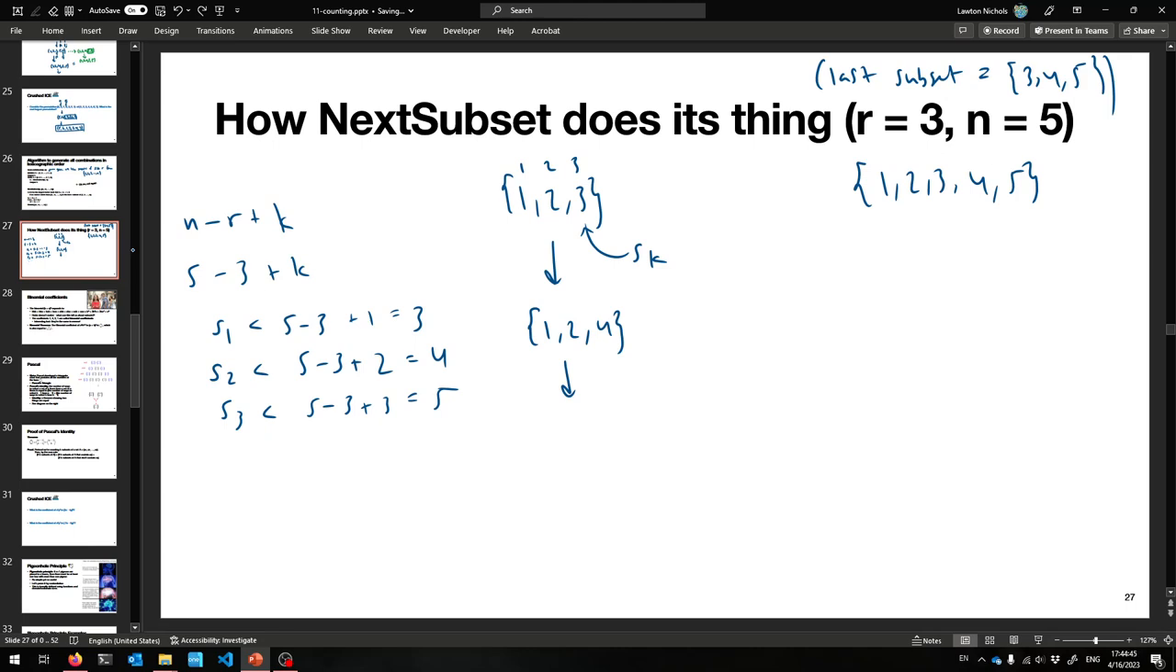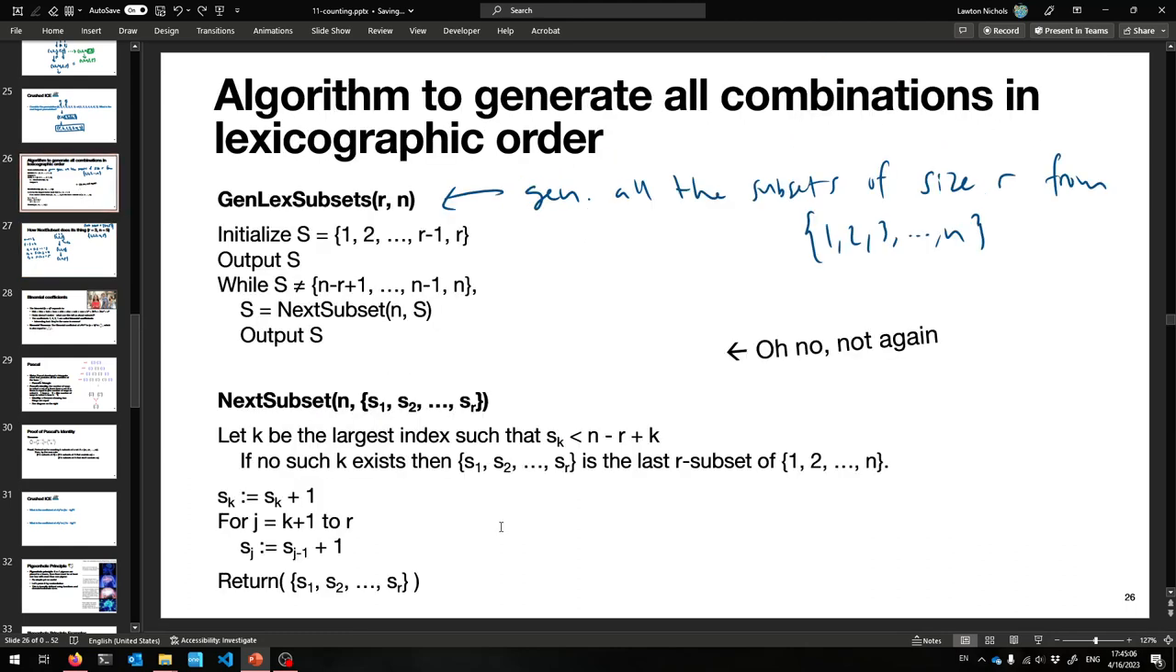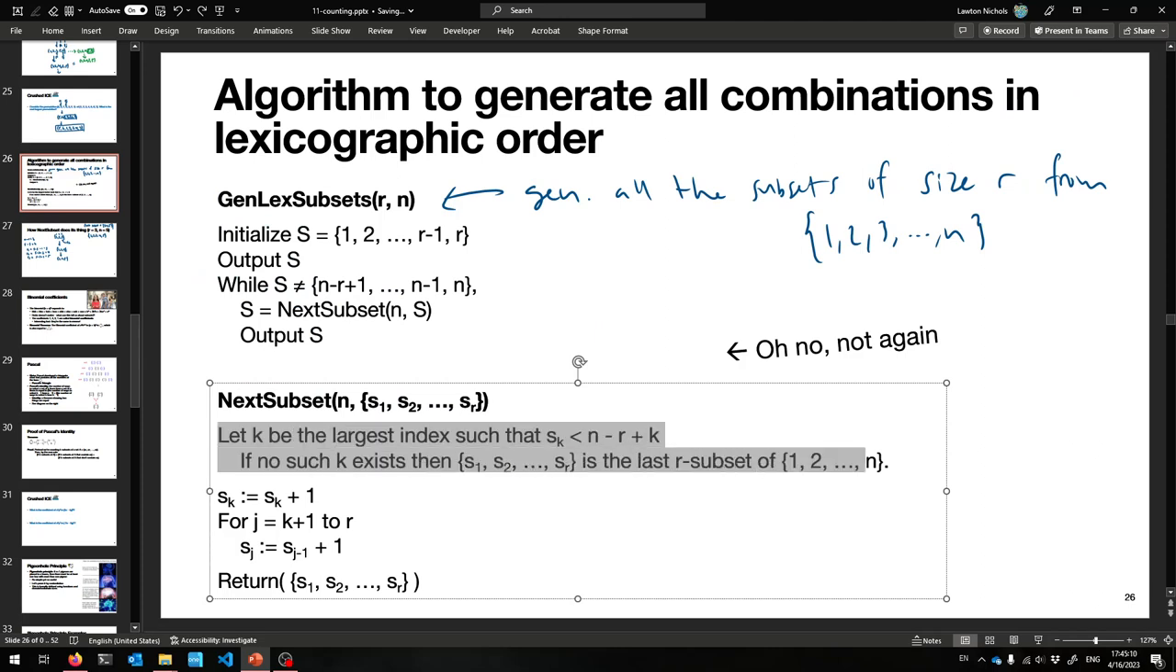So again, this is SK, and increment it and do some weird stuff to everything after K, but there is nothing after K. So now this goes 1, 2, 5. And now this is the last possible value here. So now things change. Okay? So now I'll just give you a few runs of the next subsets. Now we call next subset on this thing. What's the next one in lexicographic order after that? It's going to be 1-3 something, but hopefully your intuition will have that make sense.